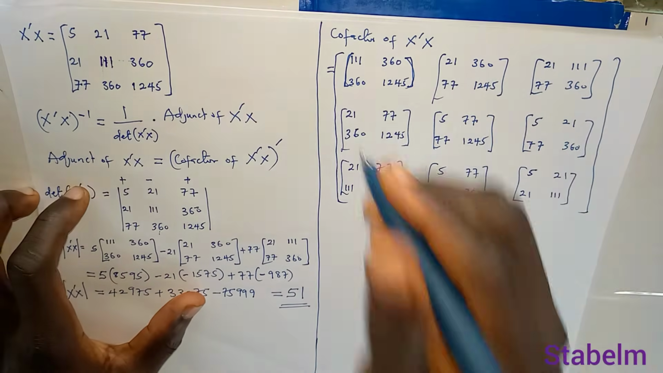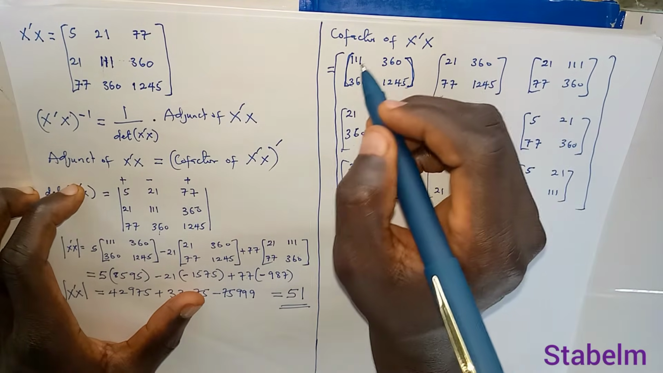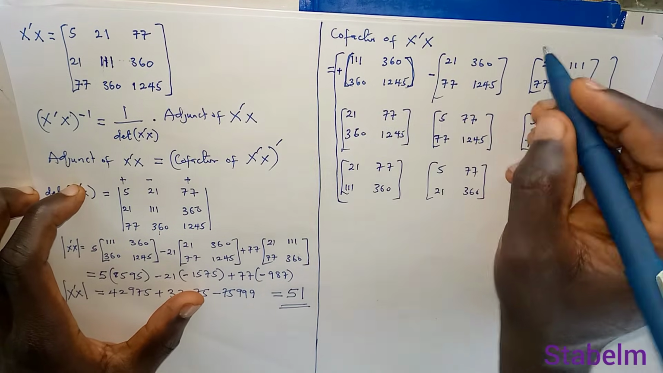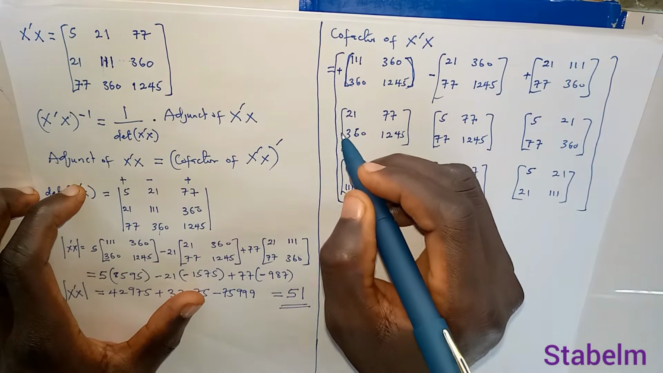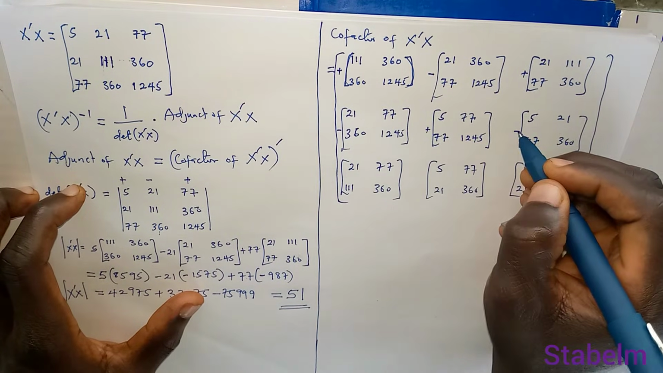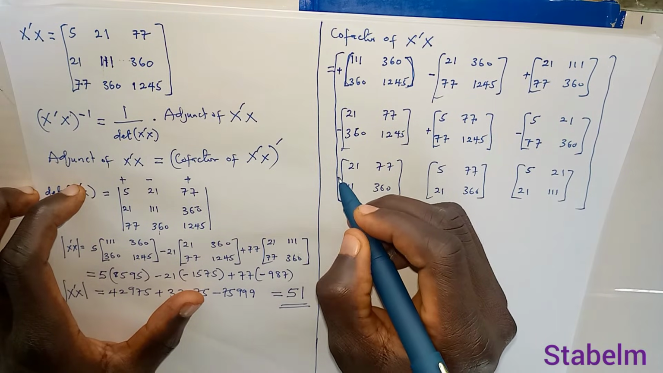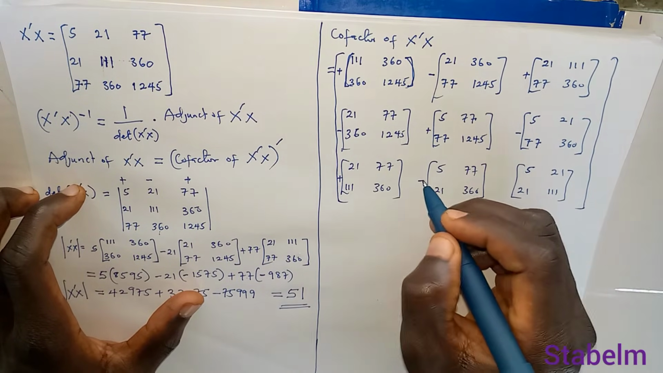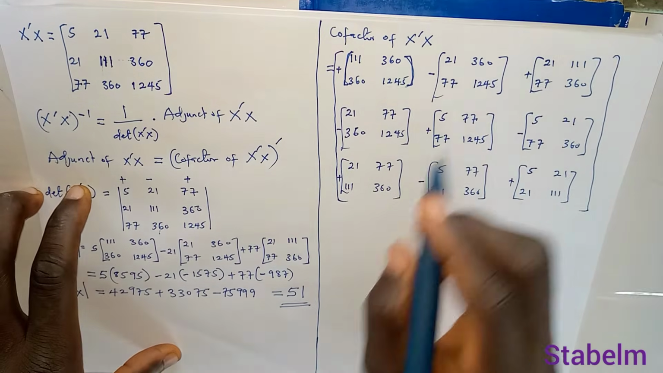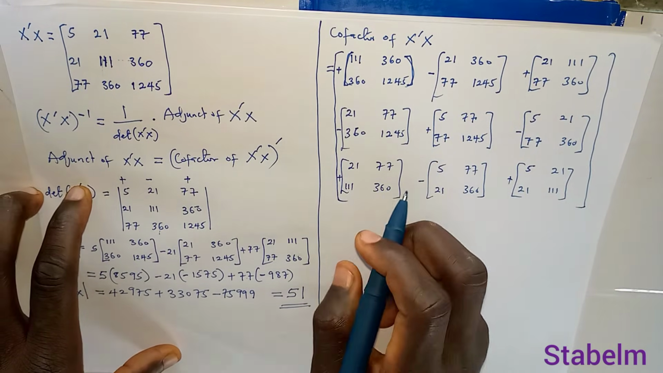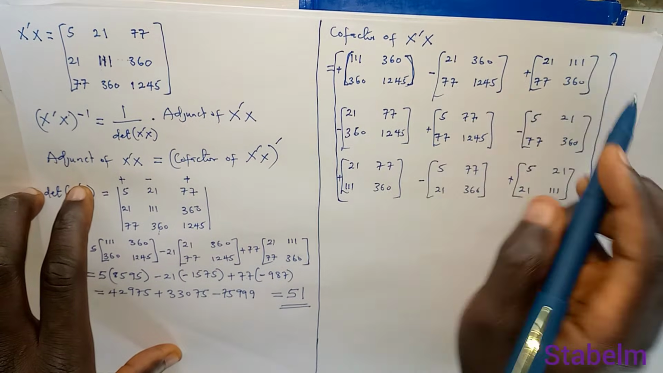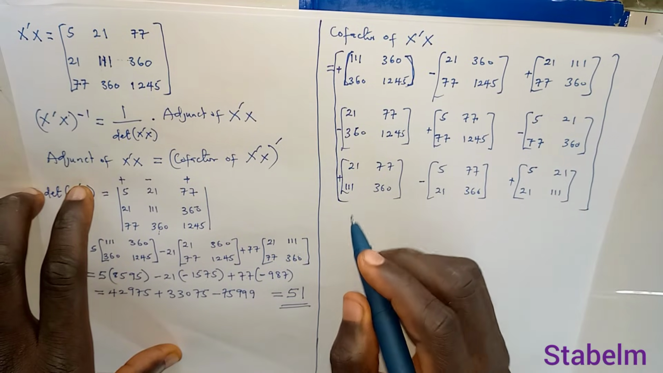So before we do that, let's assign the sign. So the sign here will be positive, negative, positive, negative, positive, negative, positive, negative, positive. We are not adding this together. What we are doing here now is to look for the determinant of each cofactor here. So we're going to do this way.